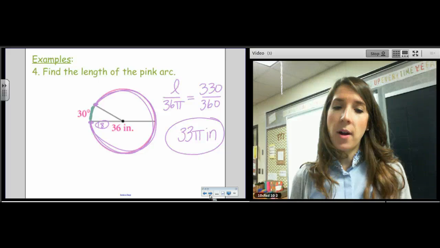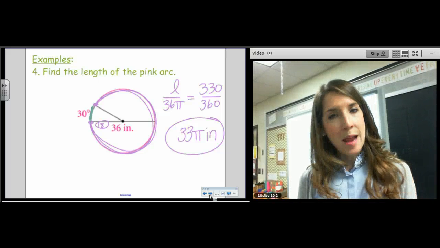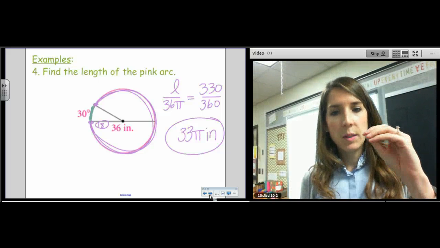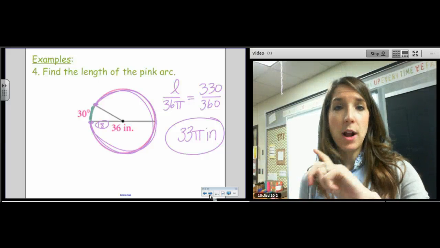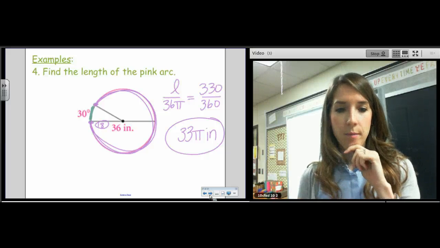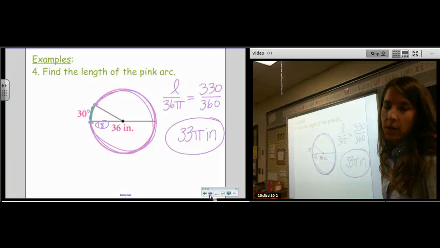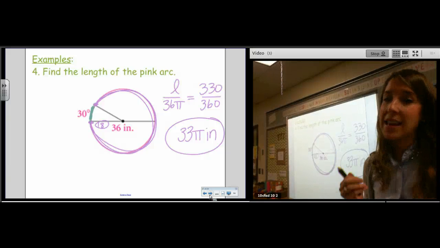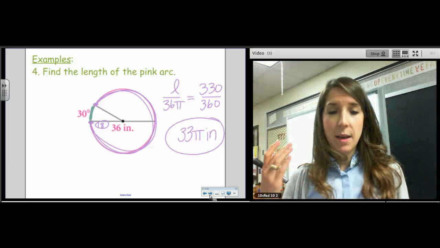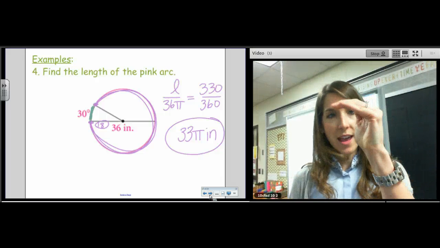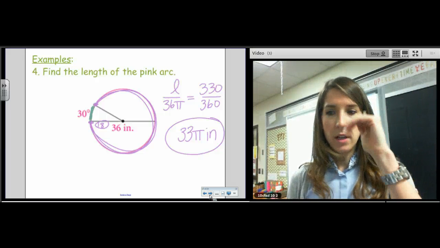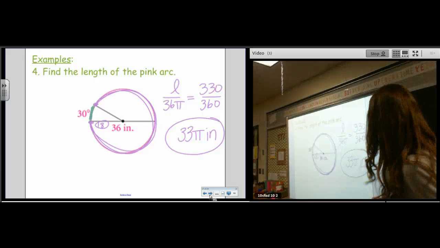So the only tricky part here was that M, the measure, was not specifically on our picture. We had to subtract 30 from 360 to get M. 33 pi inches. Remember, anything that's curved needs a pi in the answer. An arc length is curved, so it needs pi in its answer.